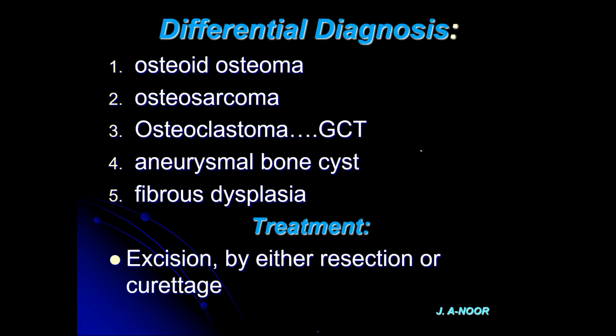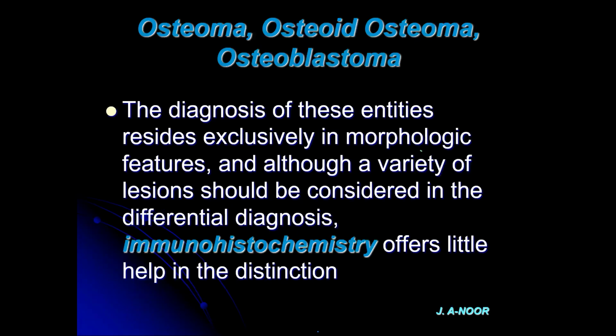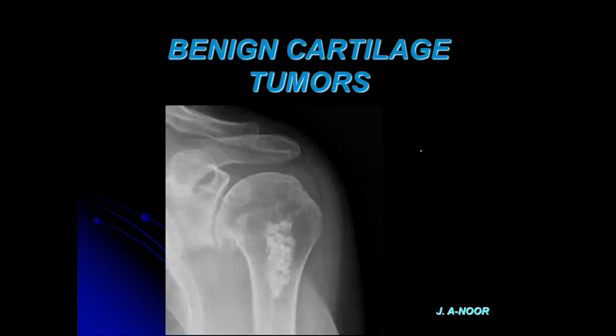and fibrous dysplasia. Excision is by either resection or curettage. The diagnosis of these entities resides exclusively in morphologic features, and although a variety of lesions should be considered in the differential diagnosis, immunohistochemistry offers little help in the distinction.